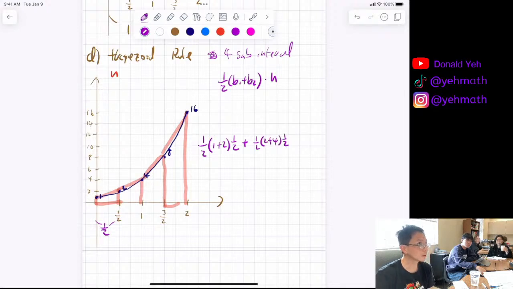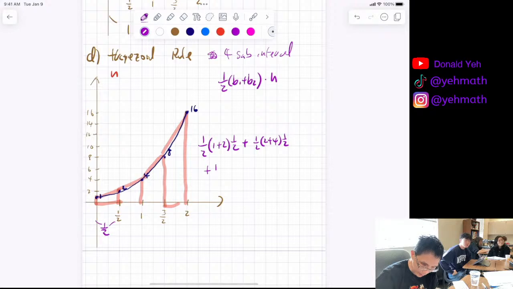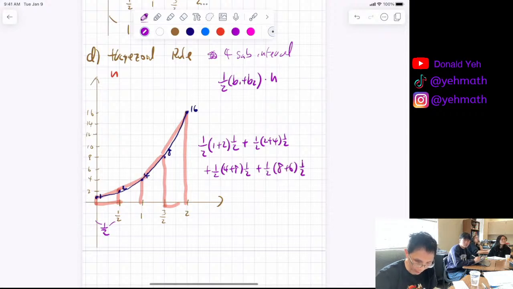over 1/2. Wait, Kelly, how much time do I have? Oh, I have 5 minutes. Why am I rushing? Plus 1/2, 4 plus 8 and 1/2. Plus 1/2 times 8 plus 16 times 1/2.